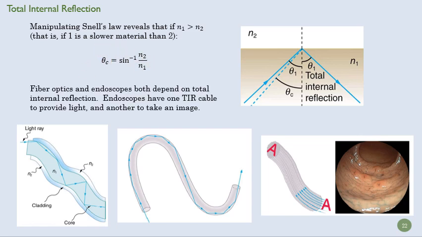But just to give you an example of one way that total internal reflection is used is when you use an endoscope, which is a long flexible camera that you can use to look at things in the human body.